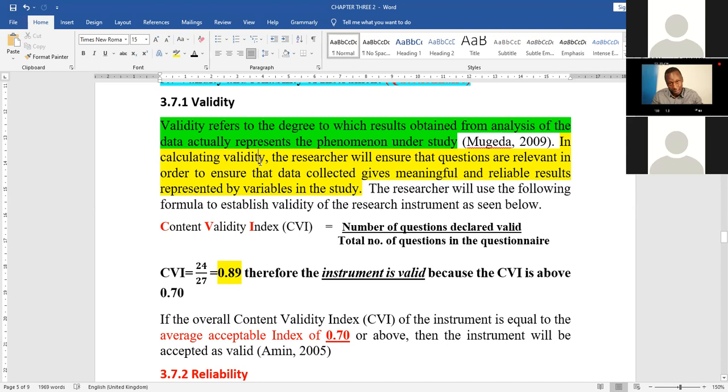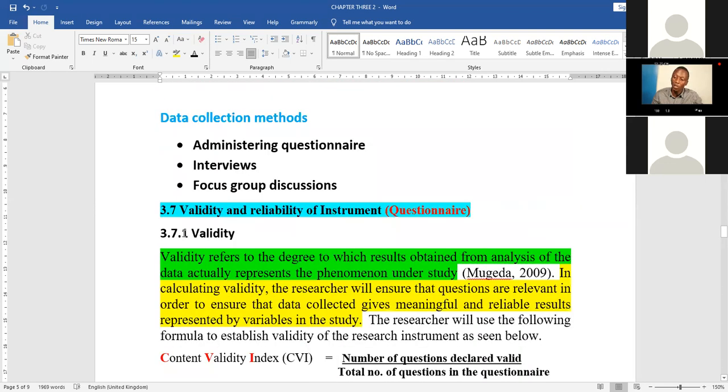But this is the test. This is a pilot study. It is not data collection. We are testing the questionnaire. We are testing for validity of the instrument, and the instrument here that we are talking about is the questionnaire. Many people don't even know what the instrument is. Validity and reliability of the instrument: the instrument is always the questionnaire only.